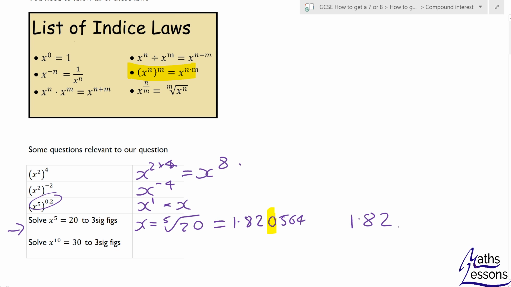I just got asked the question, what happens if you round to two significant figures? Well, rule of thumb is if you round too much, you drop marks. If you don't round enough, then you don't drop marks. They don't tend to penalise if you don't round enough. So if you wrote 1.820564, you will get the marks. If you write 1.8, you will lose a mark for lack of accuracy.